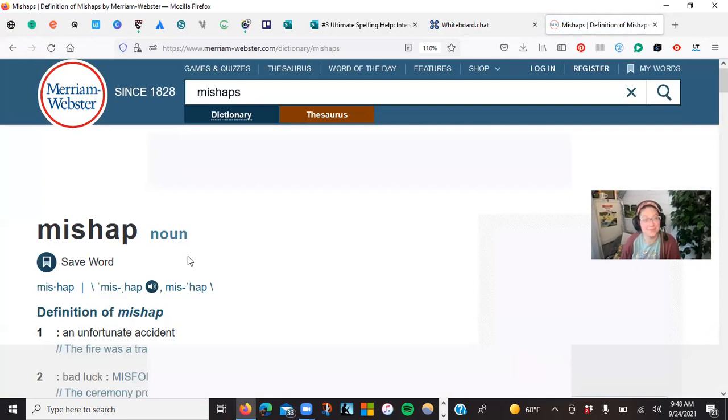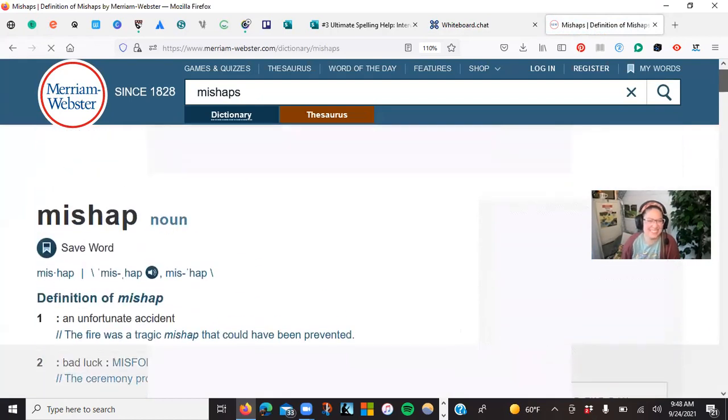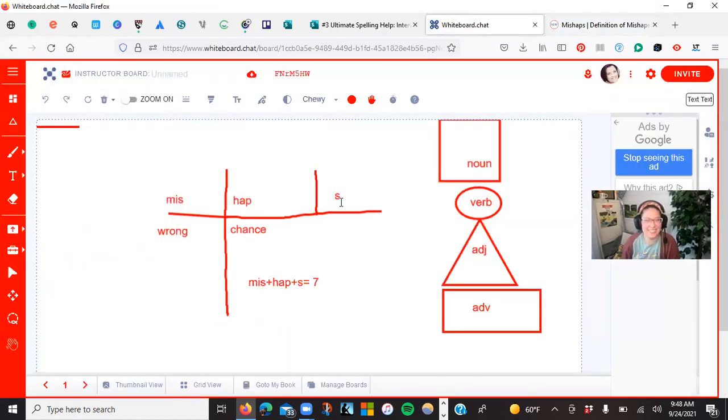Mishap is a word, but mishaps is not, because it would have given us a plural version. But there we go. We can use it at least without the S, which I meant to put down here. So can you put mishap into a sentence to help make sense? And she tripped, and there was a mishap. And remember, our prefix was wrong and then hap was chance. So yes, you're right.